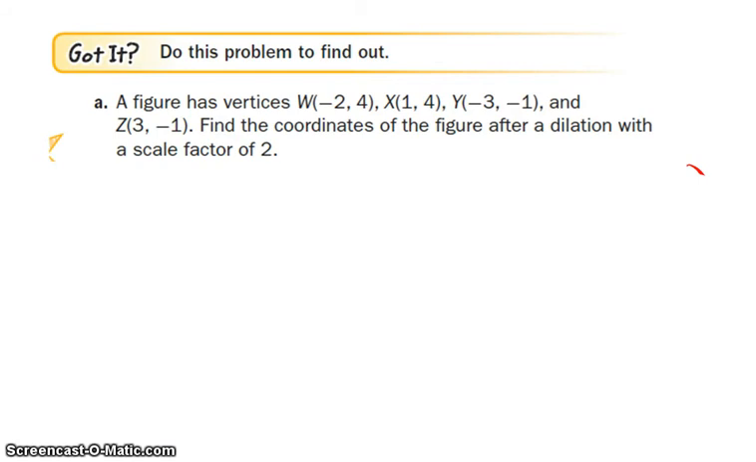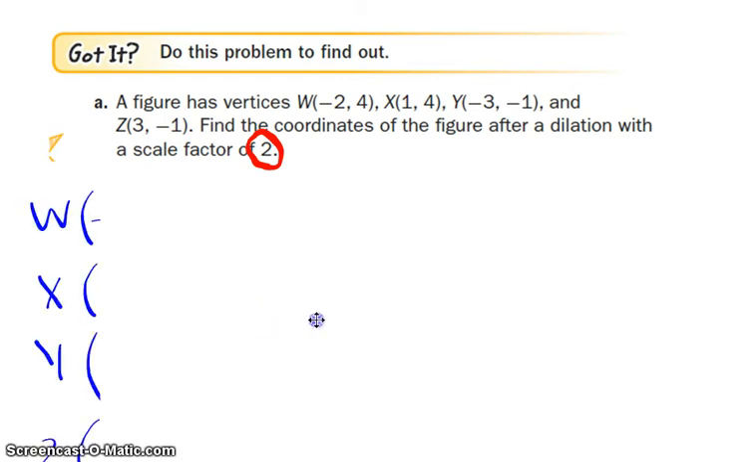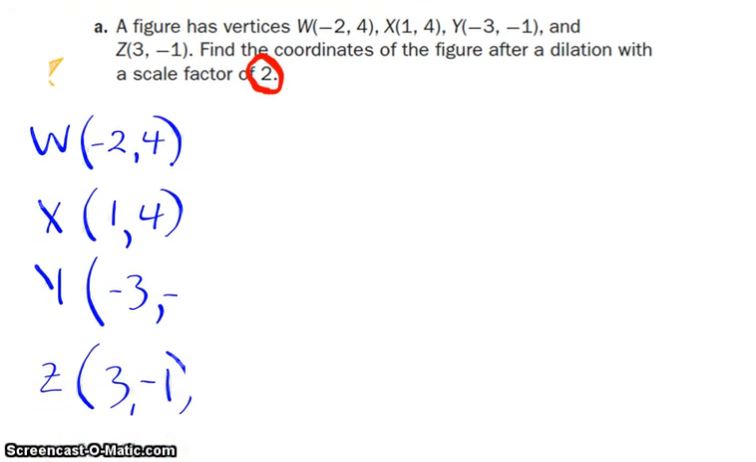Okay, let's try one on your own. The got it problem A says a figure has vertices W, X, Y, and Z. Find the coordinates of the figure after a dilation with a scale factor of 2. Okay, so they're telling us the scale factor right here is 2. So we need to take each one of these points and multiply the x by 2 and the y by 2. So right now, pause the video and show your work. Okay, let's see how you did. Okay, here are our original points.